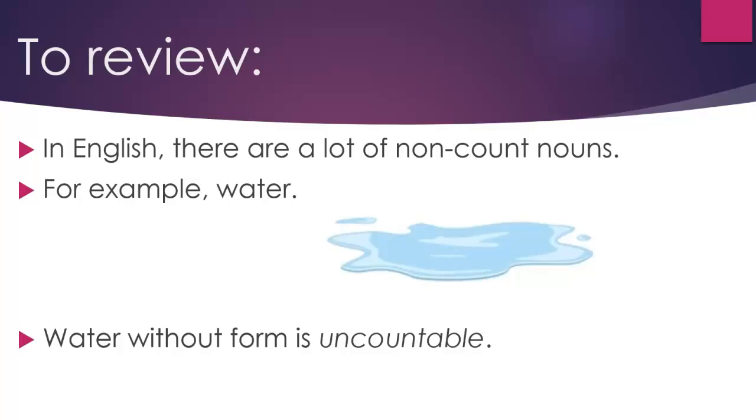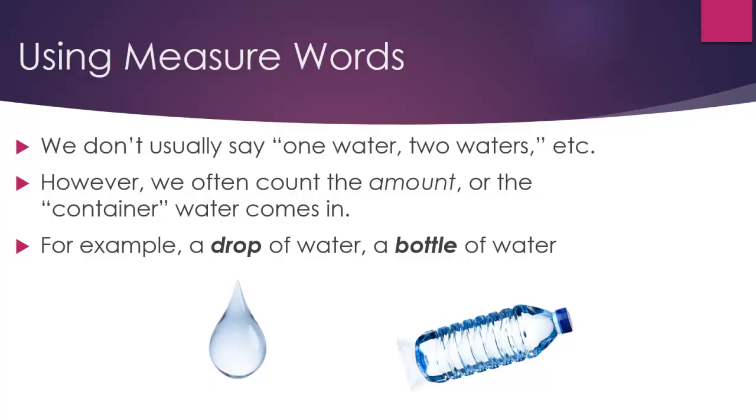To review, in English there are a lot of non-count nouns. For example, water. Water without form is uncountable. Using measure words, we don't usually say 1 water, 2 waters, etc. However, we often count the amount or the container water comes in. For example, a drop of water, a bottle of water.